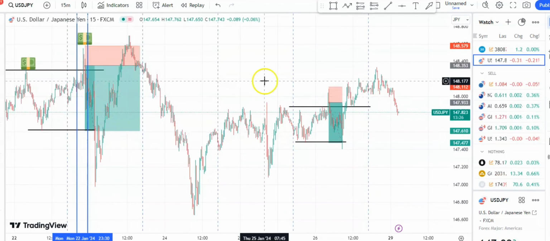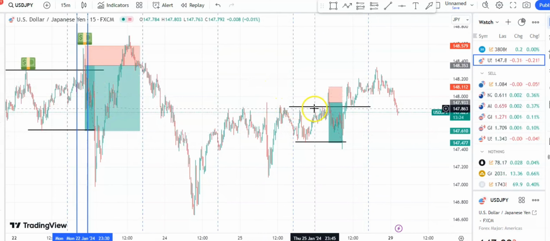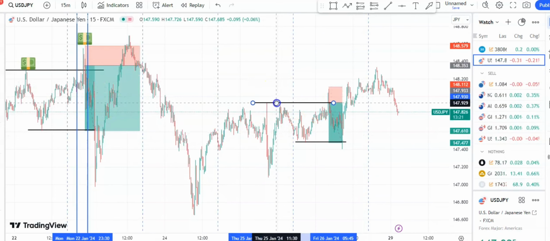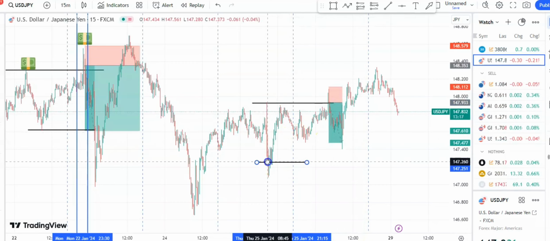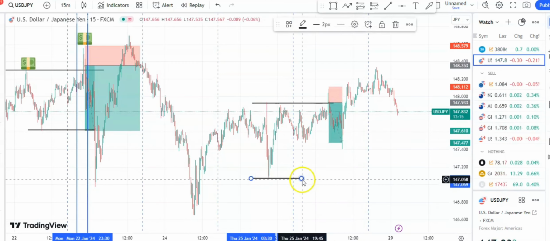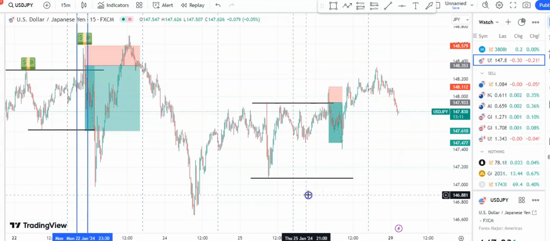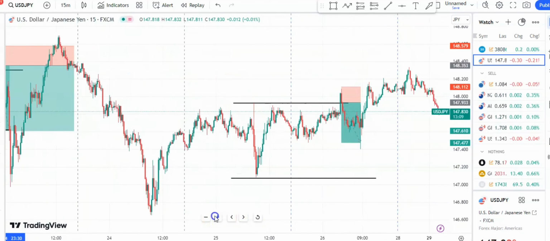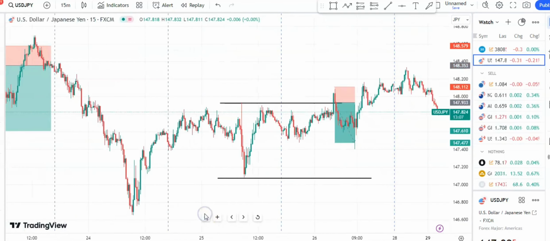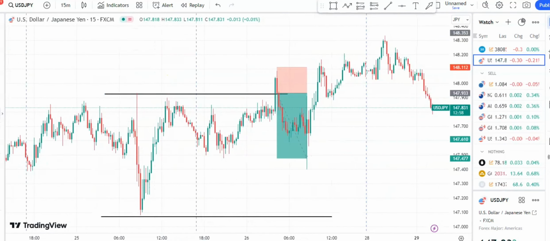Just another example still on the USD JPY. We have the high and the low of an inside day. So this was a trade on Thursday last week. And if you look at this inside day, an inside day is just a day when we have not triggered the high or the low of the previous day's high. Now, we have liquidity. This is where we have the liquidity.